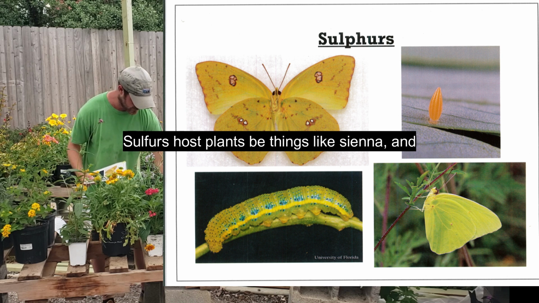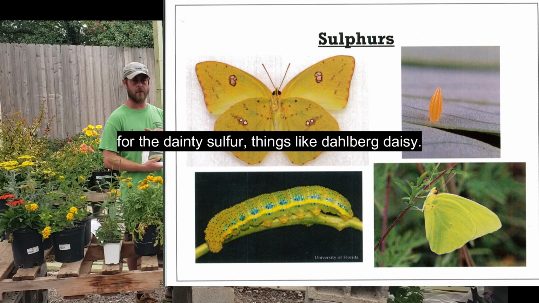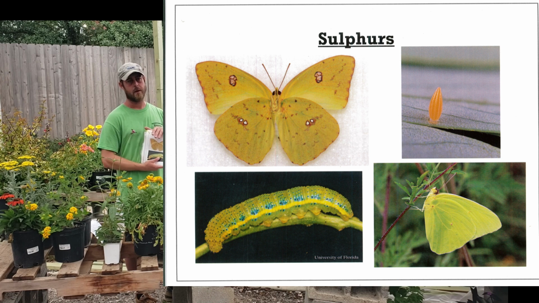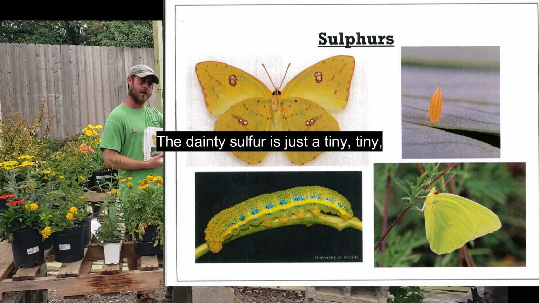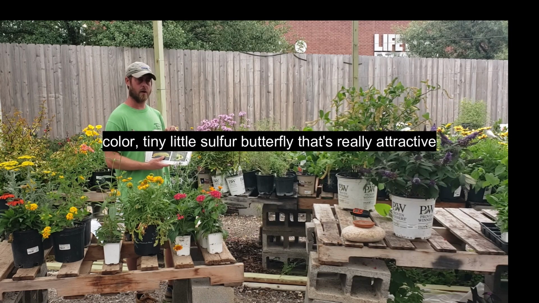Sulfur's host plants are things like senna, and for the dainty sulfur, things like Dahlberg daisy. The dainty sulfur is just a tiny, more yellow, kind of like this color, tiny little sulfur butterfly. That's really attractive as well.